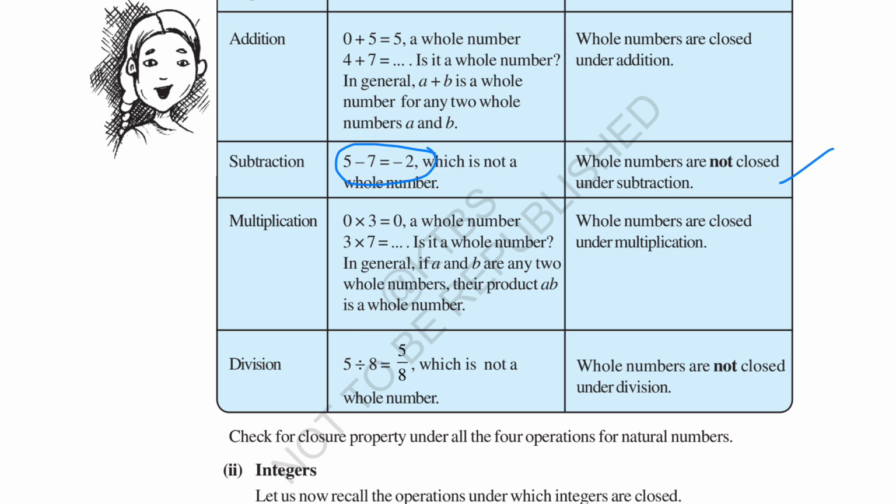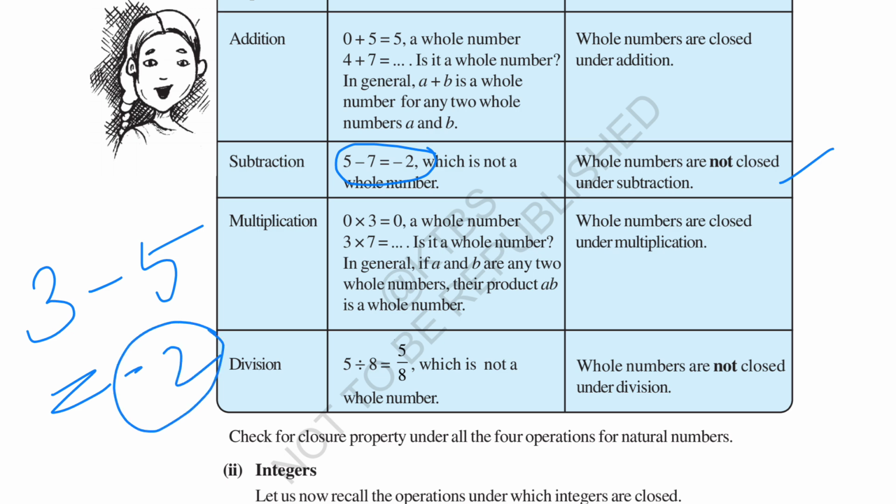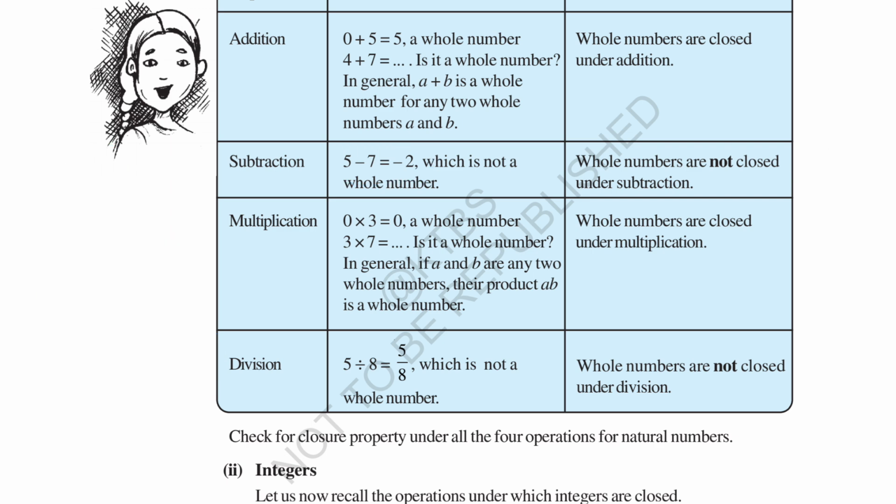One more example. Suppose 3 minus 5. The answer is how much? Minus 2. It is also not a whole number. But if we subtract 5 minus 3, it will be 2. But in the opposite way, it is not possible. That's why subtraction is not satisfied for the closure property.